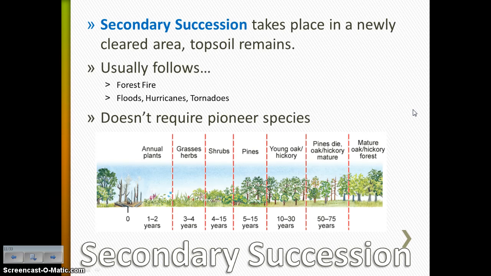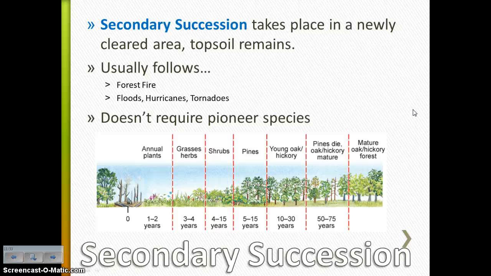Secondary succession takes place when you have a newly cleared area, but the topsoil layer remains. So you can sort of skip that pioneer species section of succession. So this usually takes place after something like a forest fire or a flood or a hurricane or a tornado. The area is cleared out, but the topsoil remains.